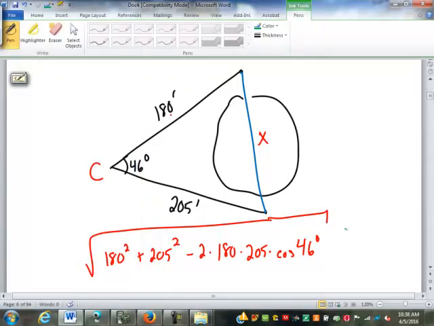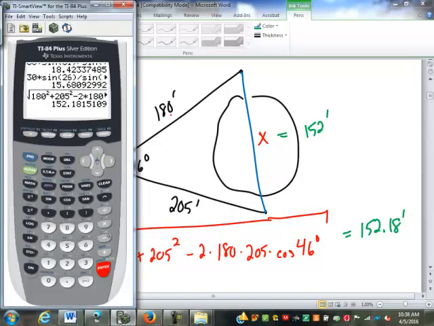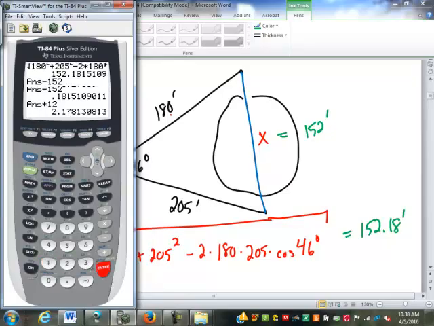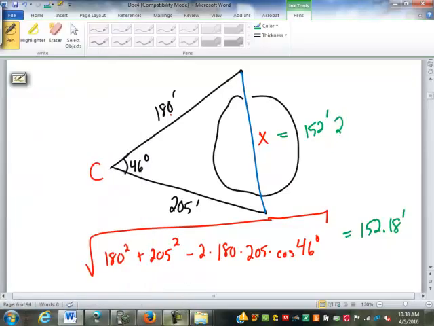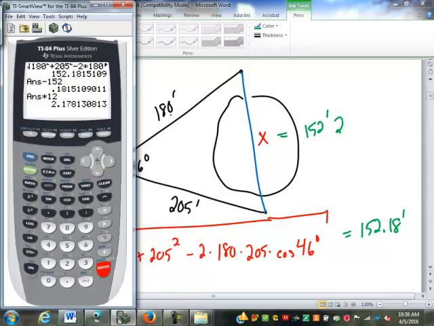$152.18. So it's 152 feet. I'm going to subtract 152 times 12 to make the remainder inches. That's 2. Subtract the 2 times 16ths. 2.8 is 3/16.